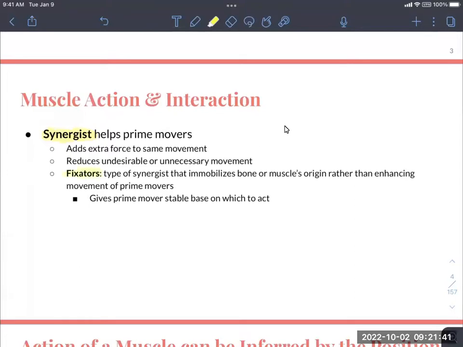We also have, within synergists, what are called fixators. They immobilize bones or muscle origins rather than enhance movement of primary movers. So they help to give stability. We have a lot of fixator muscles in our spine. You don't need to know all of them, but we do have the fixator muscles to just help hold you in place. Think of it that way. Fixators is kind of fix that movement, fix that posture, per se.